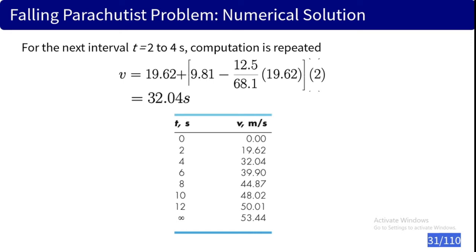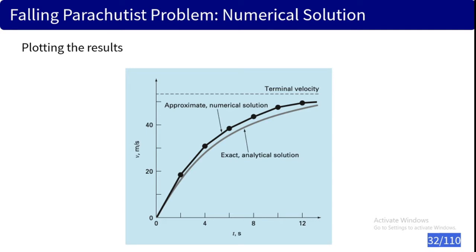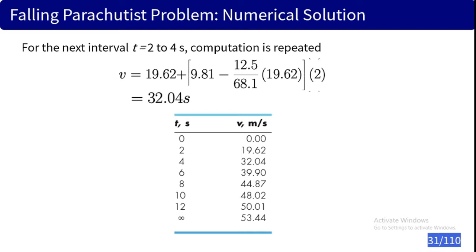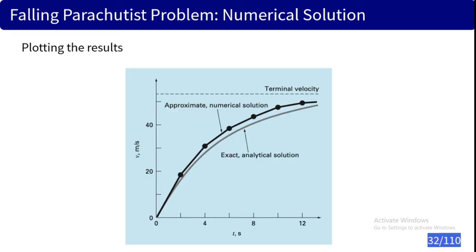After this, for the succeeding intervals such as 4 to 6, 6 to 8, until 10 to 12, we just repeat the computation. We iterate until we obtain the values of the velocity. Okay? So next we plot it. We plot the computed velocity values from this second approach versus the first curve that was plotted from the analytical solution.